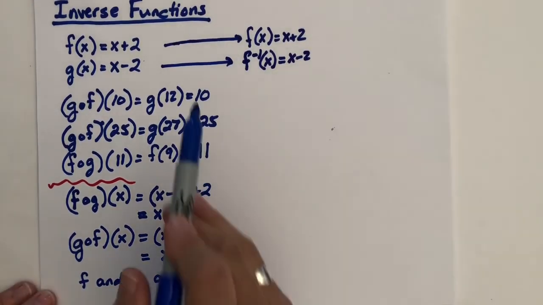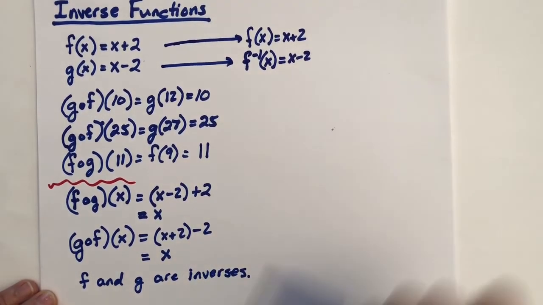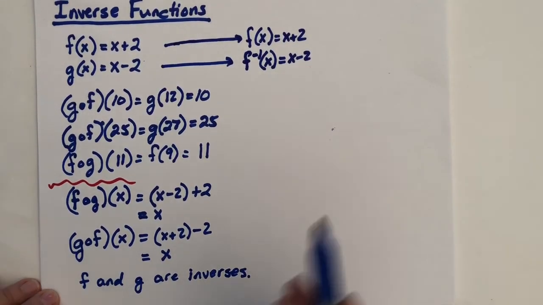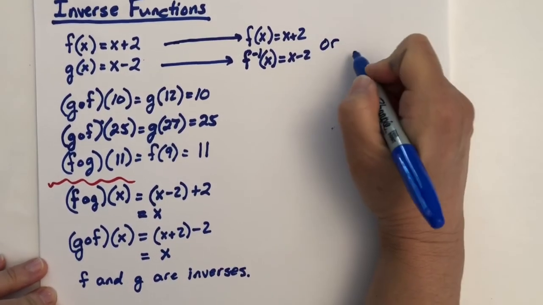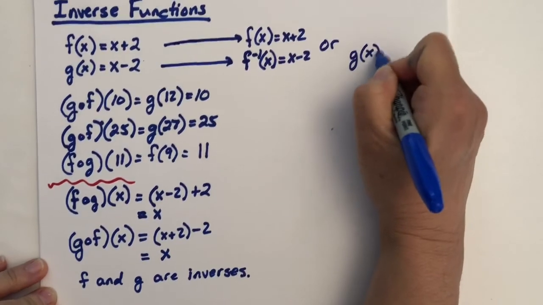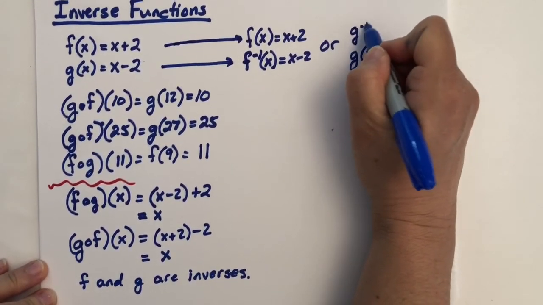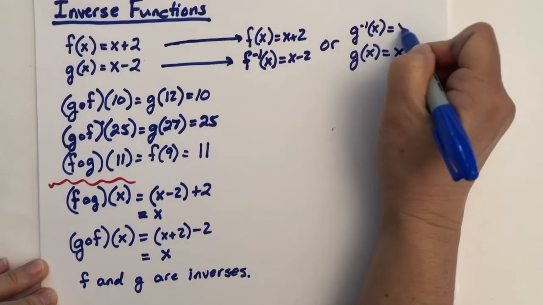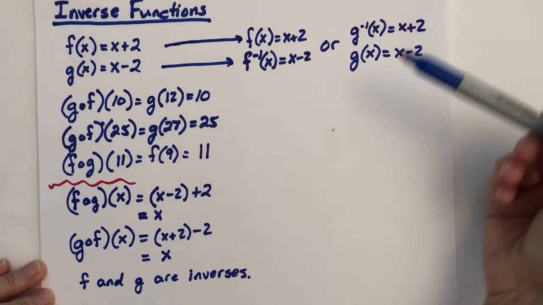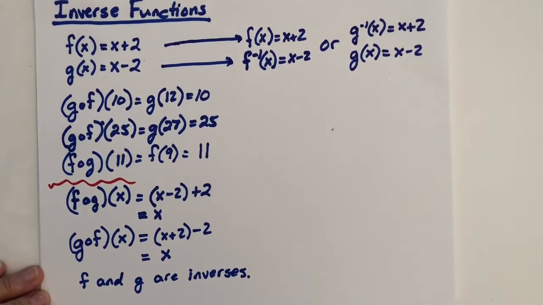I want to mention they are also mutually inverses of each other, so I could use g of x equals x minus 2, and I could say g inverse of x equals x plus 2. Again, they are mutually inverses of each other. Let's look at another function.